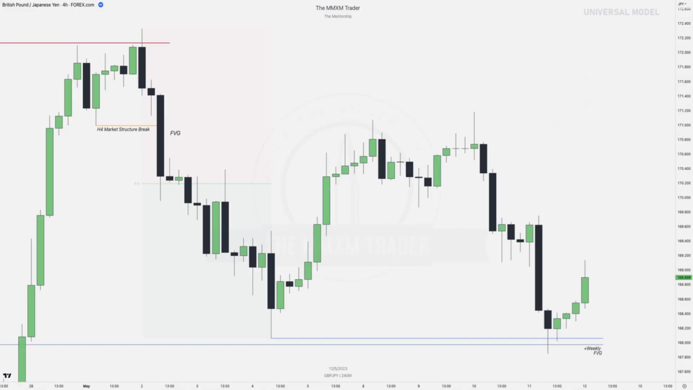We want to be in line with the long-term perspective, right? Our intermediate term perspective needs to go bearish too, so we need to wait for a 4-hour market structure break.